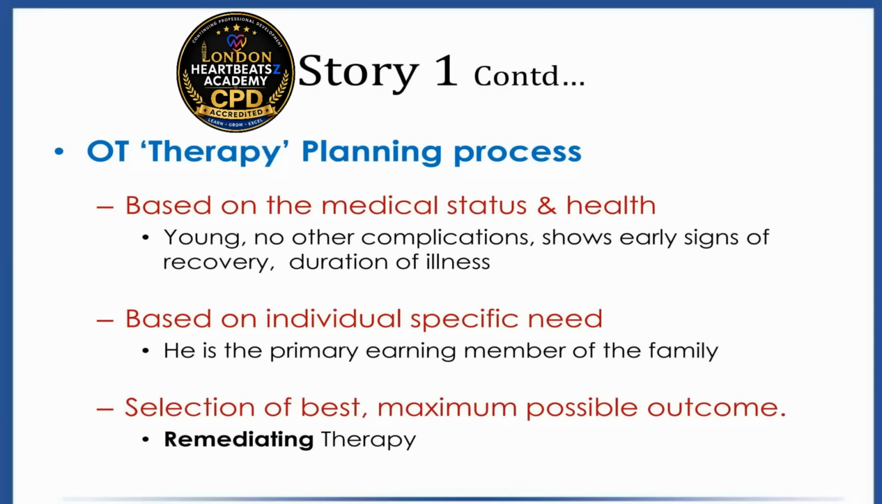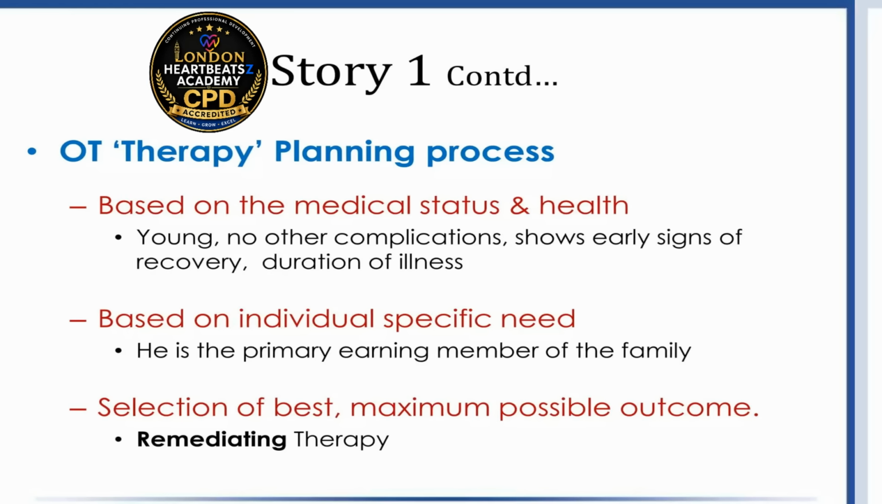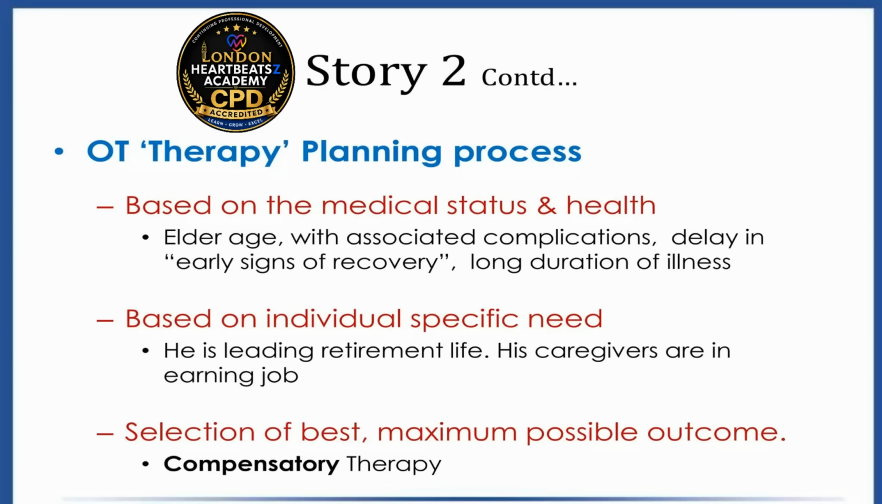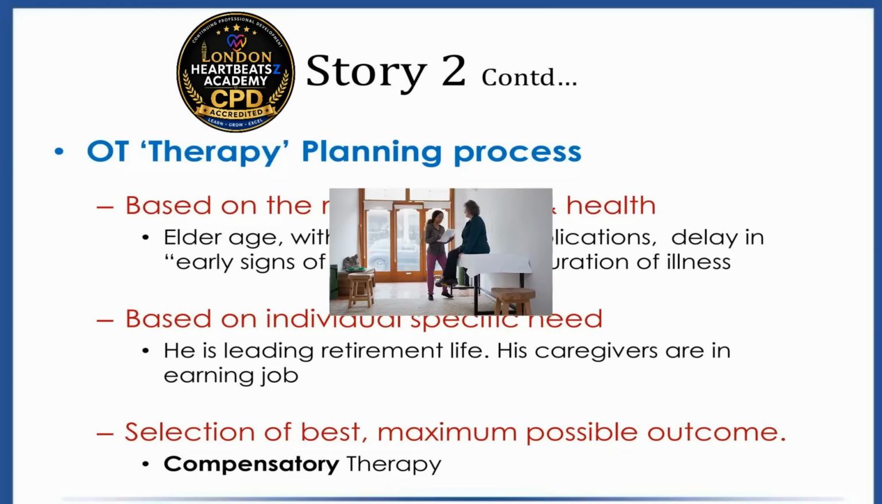His therapy plan was tailored to his young age and status as the primary breadwinner, focusing on a remediating approach to maximize his recovery outcome. Contrast this with a 65-year-old retired engineer, also living with hemiplegia. His assessment revealed long-term complications and a different set of personal life circumstances. Given his age and the duration of his illness, his therapy plan shifted toward a compensatory approach, focusing on adapting his environment for his specific needs.